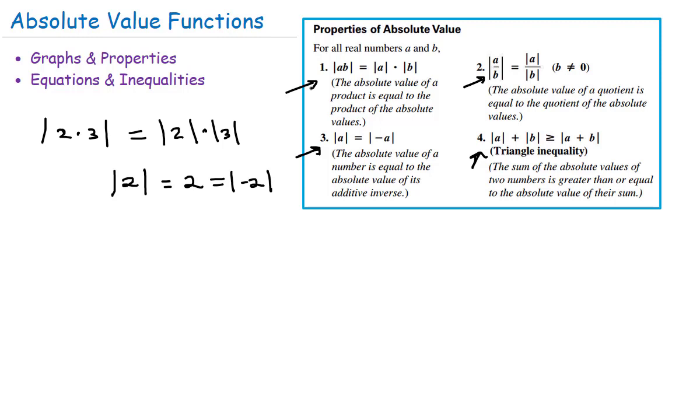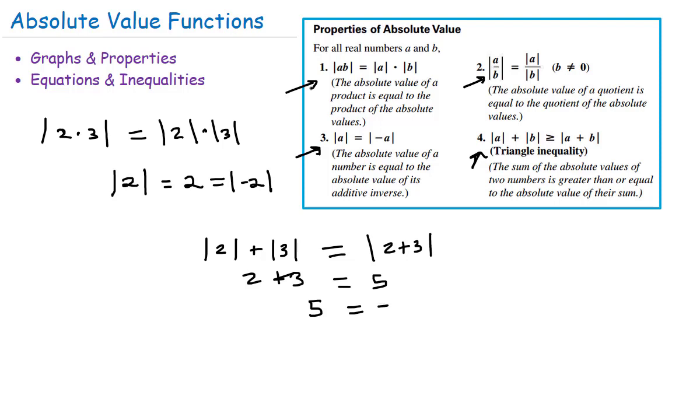So let's look at an example of that one. So this would be 2 plus 3, which is 5. And over here, this would be absolute value of 5, which is also 5. So on this one, they were equal. So that's true. So this was definitely greater than or equal to 5. It was actually equal to 5. 5 was equal to itself.